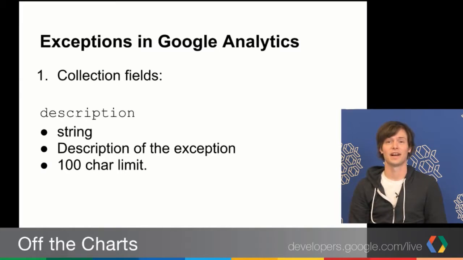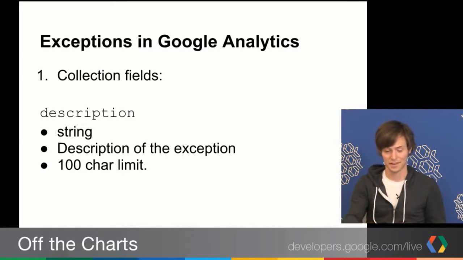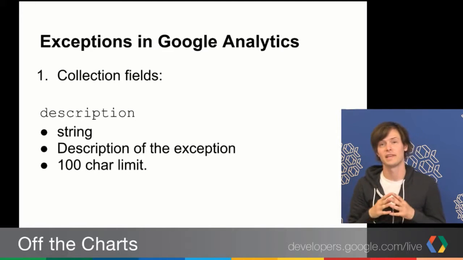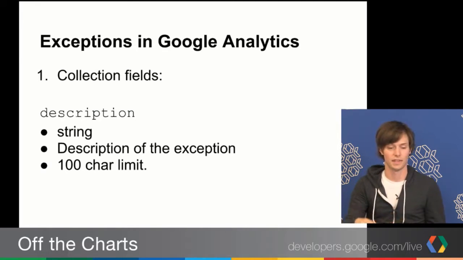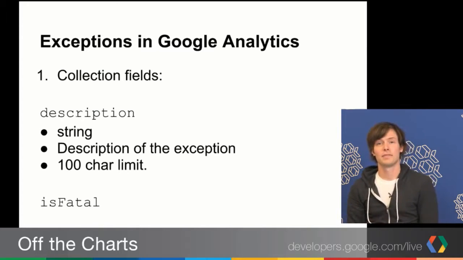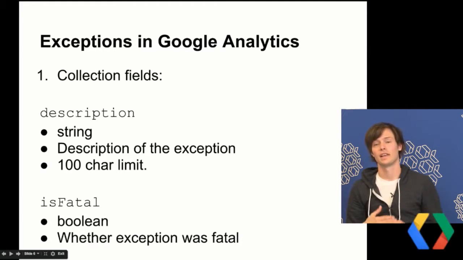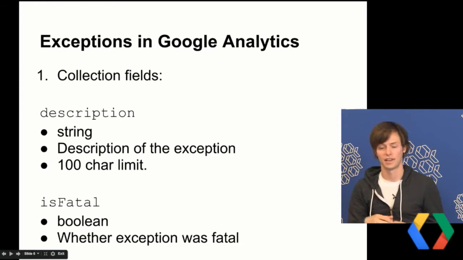So you can't take an entire stack trace, dump it in, and send it to GA. And I'll talk about later actually why you won't want to do that for some other reasons. It's really meant to be a pretty short description of the exception that occurred. The second field that you send when you measure an exception is this isFatal field. And this is a Boolean and just indicates whether or not the exception was fatal, i.e. was it a crash, or whether it was non-fatal, and so we're just going to call it an exception.